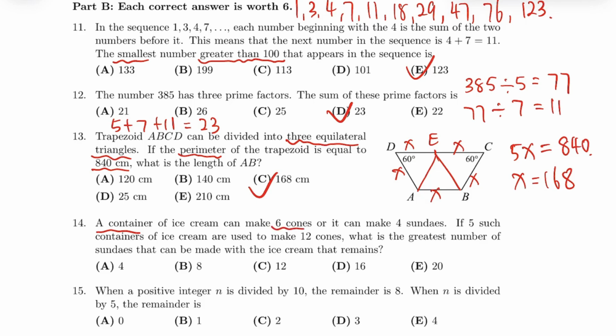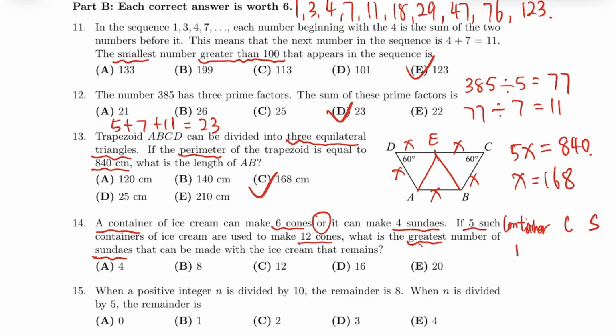6 cones, or it can make 4 sundaes. If 5 such containers of ice cream are used to make 12 cones, what is the greatest number of sundaes that can be made with the ice cream that remains? Okay, so the number of containers, the number of cones, the number of sundaes.